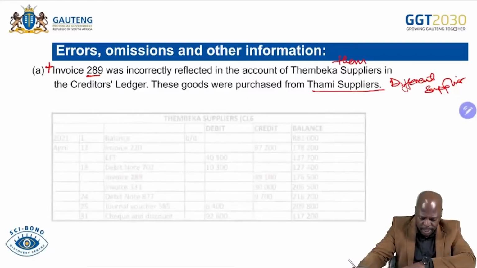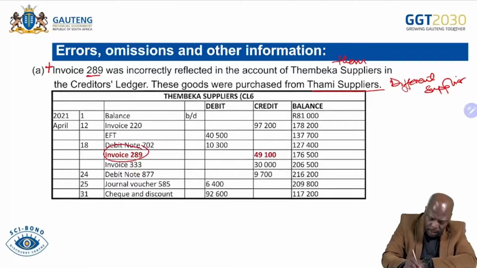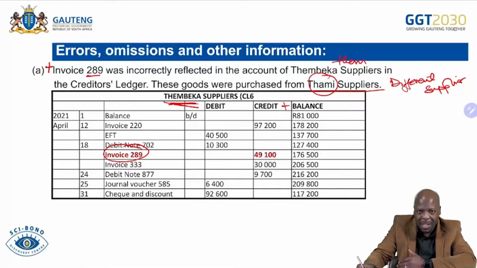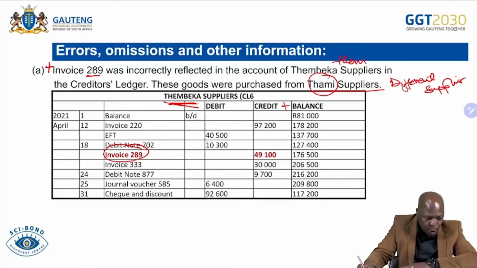Okay. Let's look at it. Here is the invoice, invoice number 289. Okay. And it is for 49,100. Remember, we added something in the ledger of Tembeka Suppliers, which has to do with Tami Suppliers. Is Tembeka the same as Tami? No, these are two separate creditors. So we took aspects of Tami Suppliers and we recorded them in Tembeka. That should not have been the case.